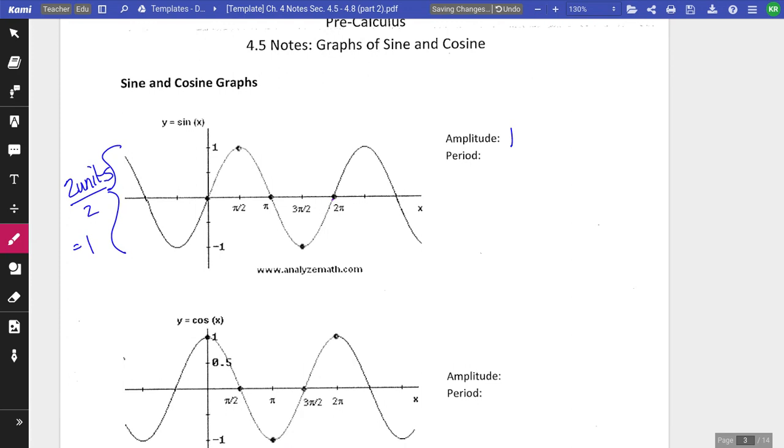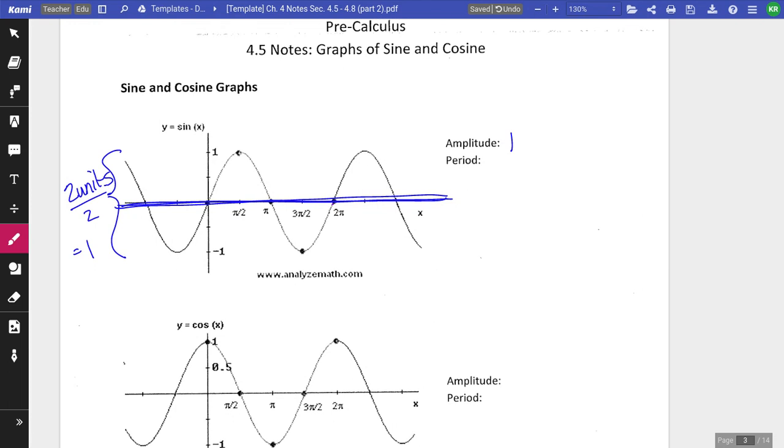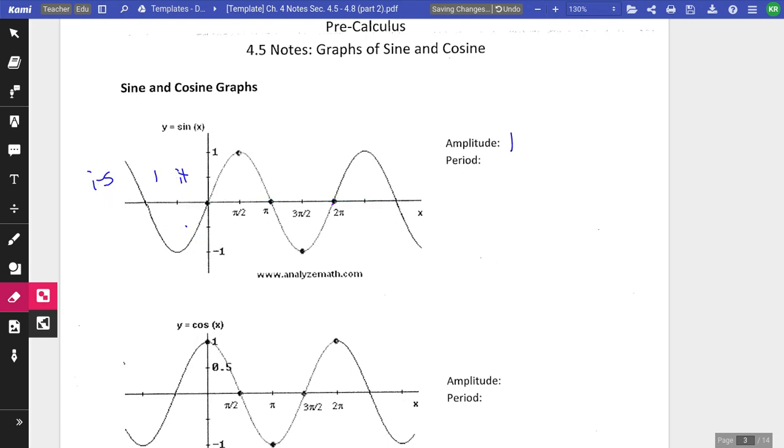Another way you can think about it is something called a midline, which basically just goes down the middle. If you cut that in half, then from the midline up is 1 unit. Midline down to the minimum is also 1 unit. Therefore, amplitude is 1. Okay, let's get rid of that.